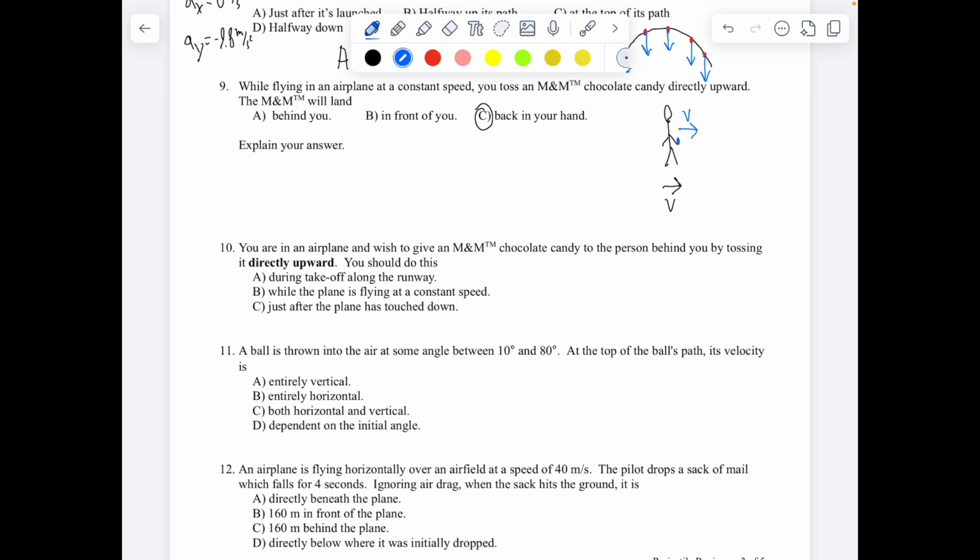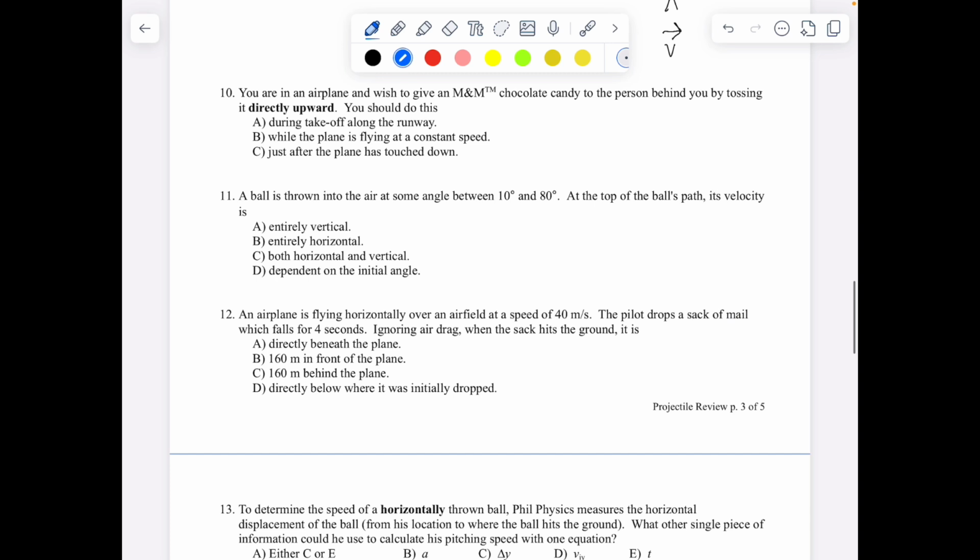You can think about this, again, going back to real life examples. If you're on a train, and your train is going to some city, you're moving at a constant velocity, you toss a tennis ball in your hand straight up, it's going to come right back down into your hand. If you're in an airplane, wish to give an M&M chocolate candy to the person behind you by tossing it directly upwards, well, the only way you could do this is if you throw the M&M chocolate candy during takeoff.